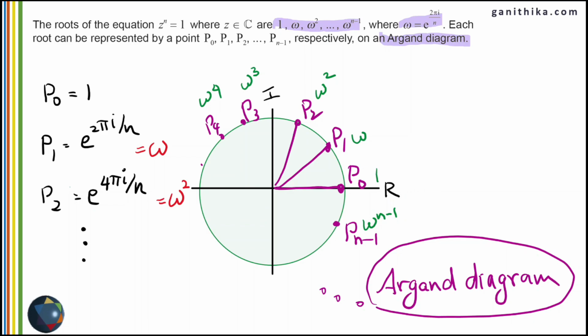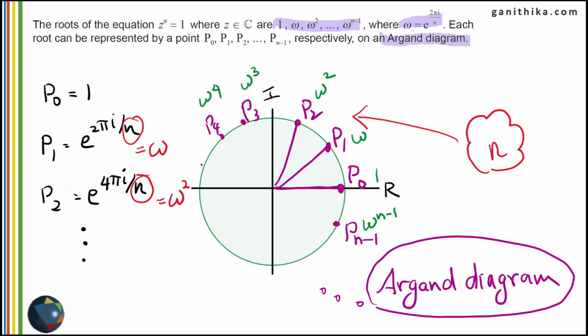Now, is it going to be like this always? No. As the value of n changes, the number of roots also changes. For example, if you have n equal to 3, there is not going to be any P3, P4. It's only going to be P0, P1 and P2 because there are going to be only 3 roots for n equal to 3.